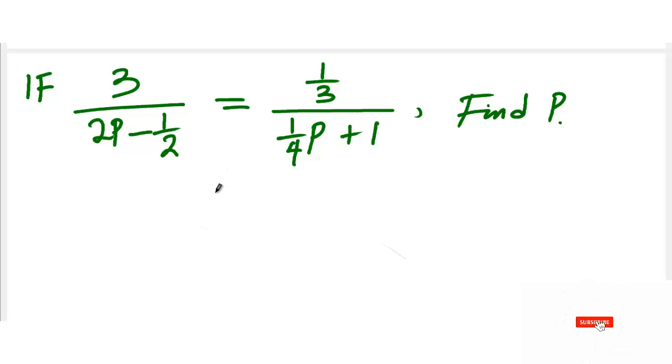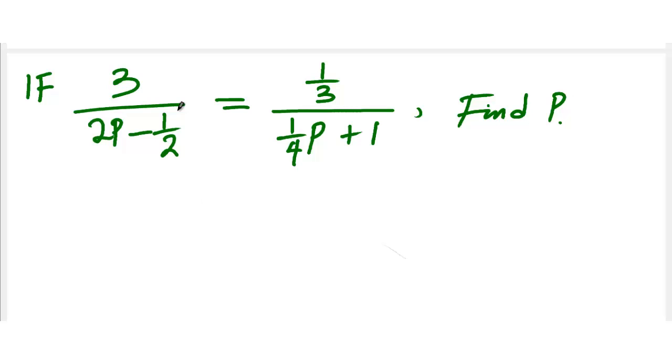All right, so in this video, I'm going to be solving for P in this particular problem. The question says find P. So the first thing is, how do we find P? This is an equation. Don't be tempted to cross multiply in this particular problem. You have to take it one after the other. So we have 3 divided by 2P minus 1 over 2. So let's take it one after the other.